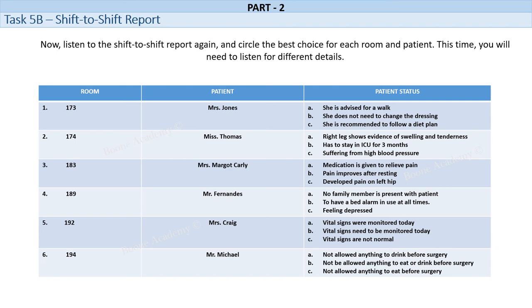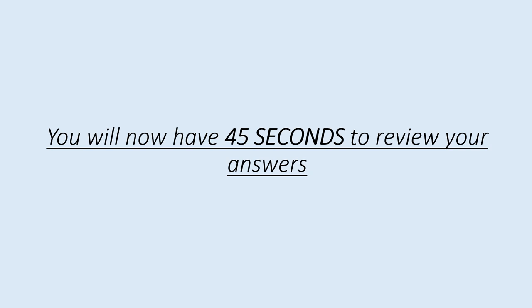His blood pressure is 136 over 80, temperature is 37.0, and heart rate is 76. He'll be going into surgery tomorrow at 9 a.m. He'll need to fast from 9 p.m. onwards. He is not allowed to drink any water, but he can have some ice chips if he's feeling thirsty. You will now have 45 seconds to review your answers.